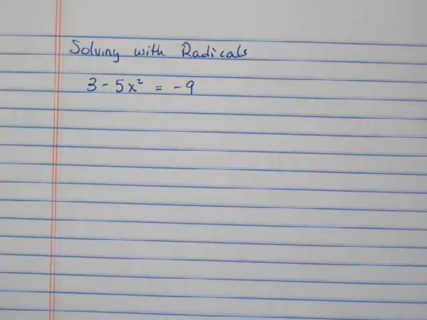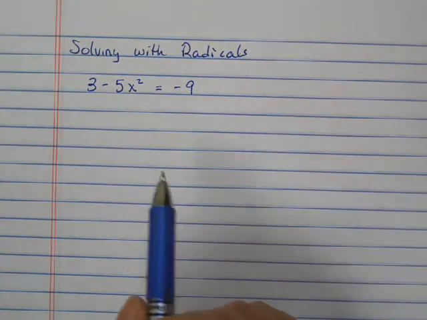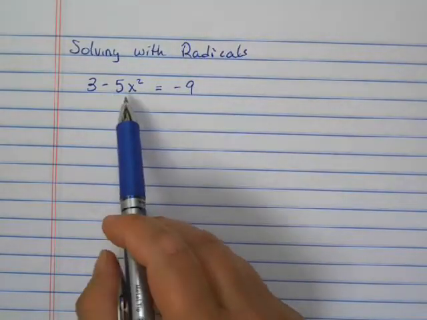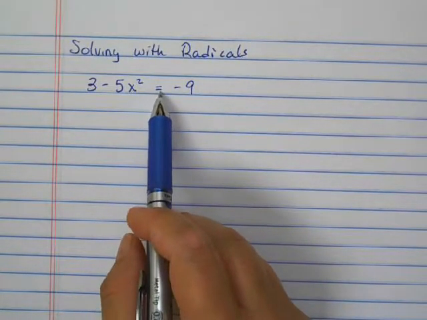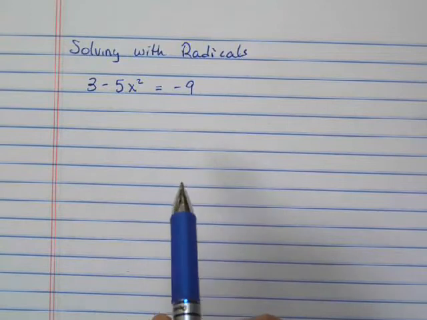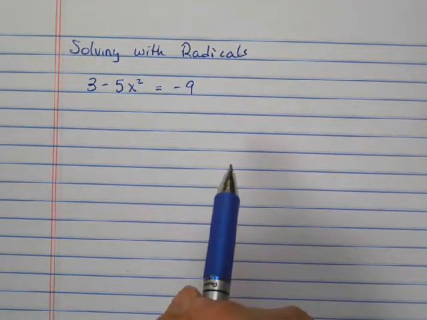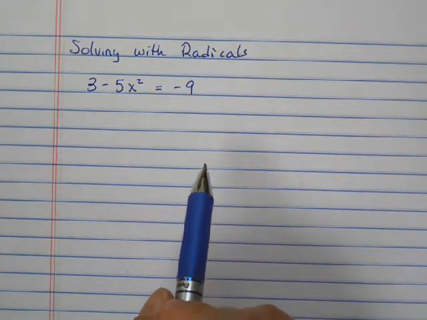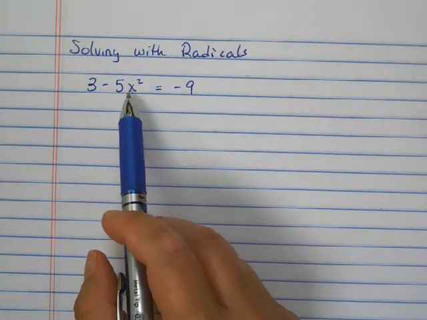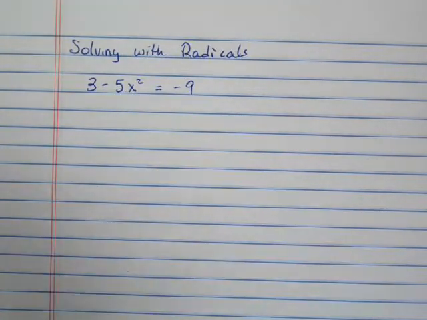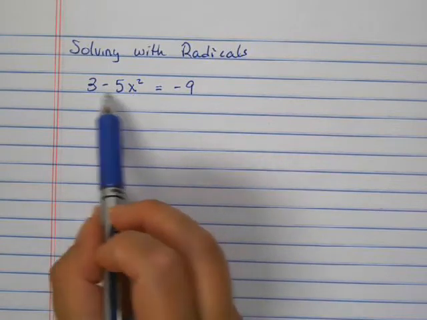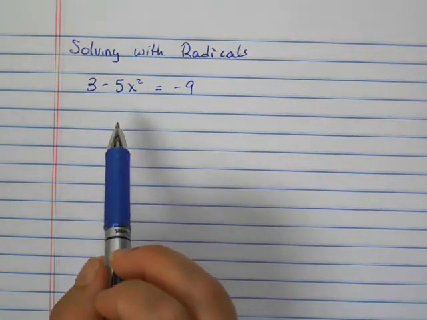Let's talk about solving now. In the problems that I had in the first video, they were just simplifying problems because there was no equal sign. But now I have an equal sign, so I know that I'm going to be solving, and I'm trying to find the solution for x. What number or numbers could I put in for x that would make this a true statement? So we're going to solve.